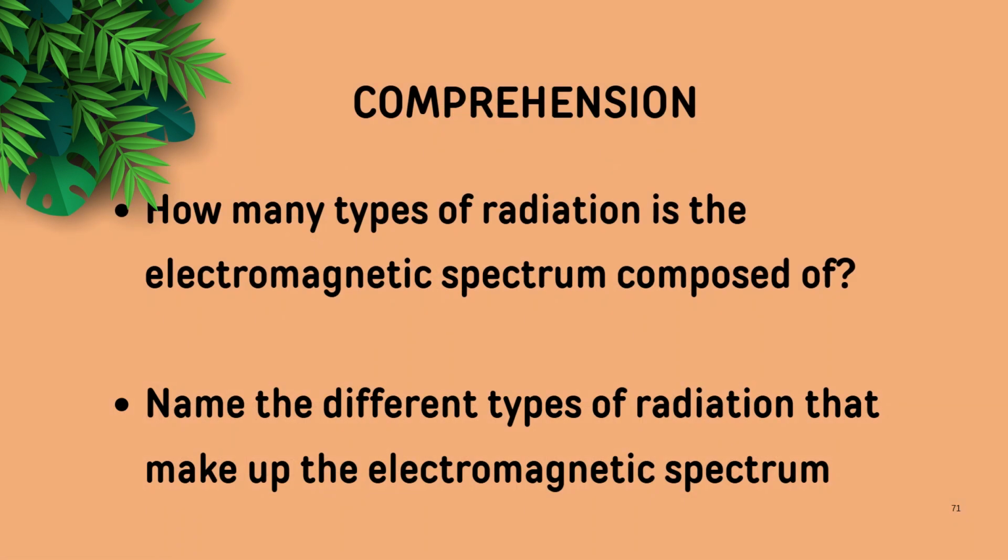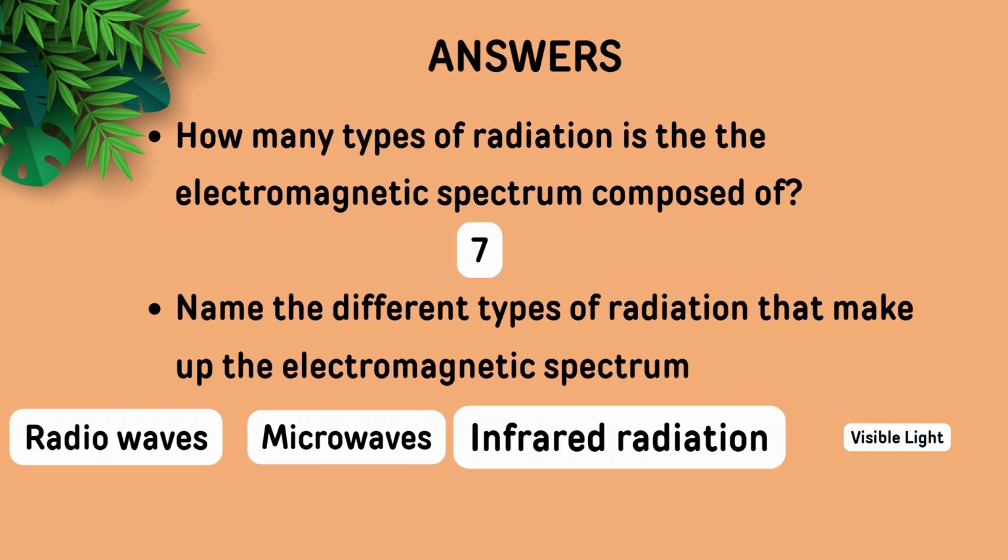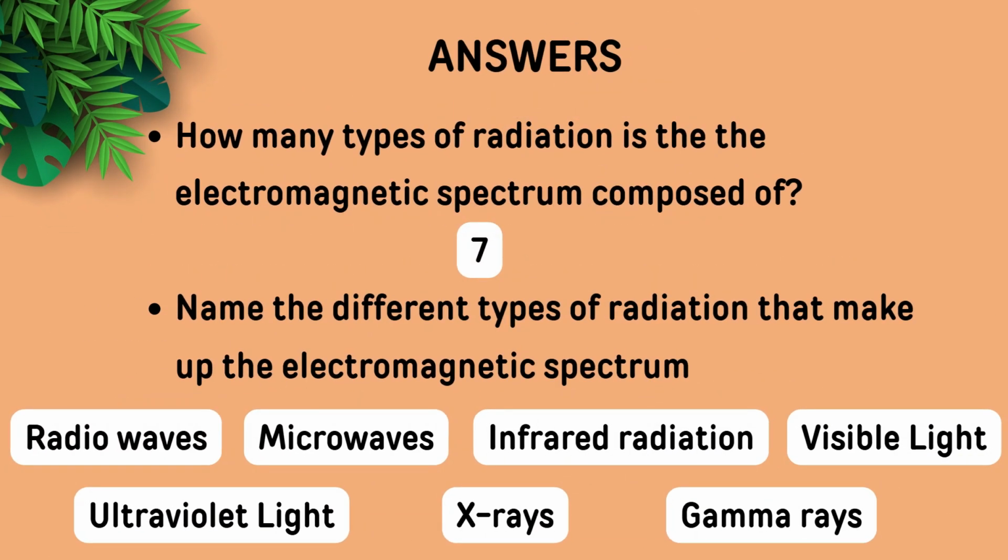How many types of radiation is the electromagnetic spectrum composed of? And name the different types of radiation that make up the electromagnetic spectrum. There are 7 different types of radiation that the electromagnetic spectrum is composed of, and they are radio waves, microwaves, infrared radiation, visible light, ultraviolet light, X-rays, and gamma rays.